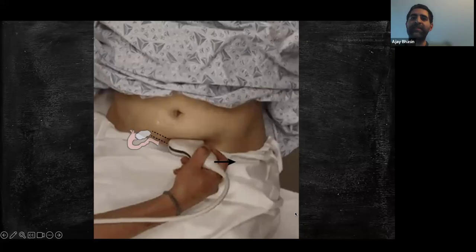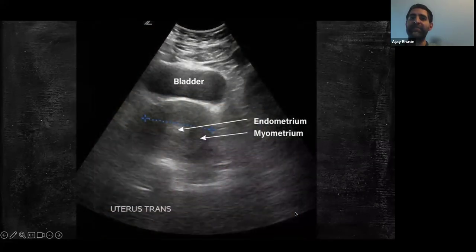So we go to the next slide. What you should be seeing is essentially this, the bladder overlying the endometrium, the myometrium.